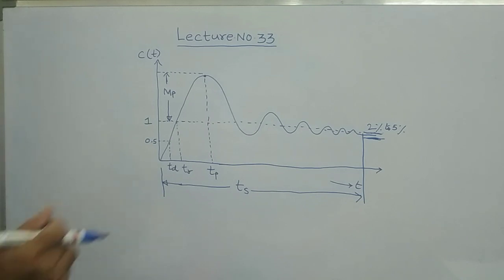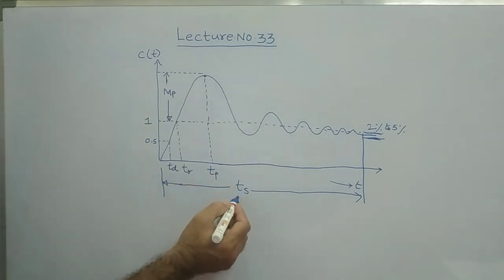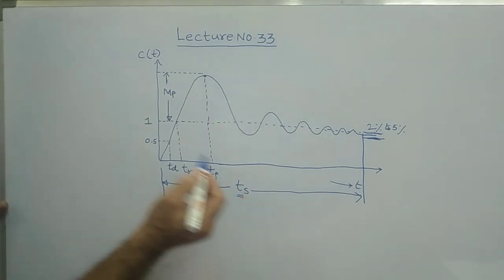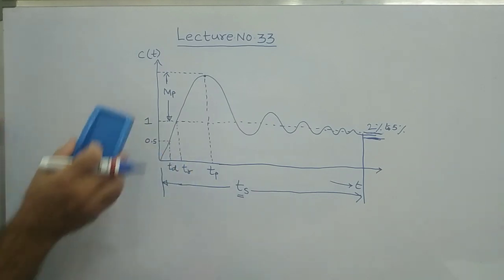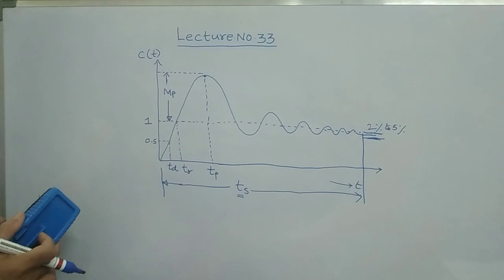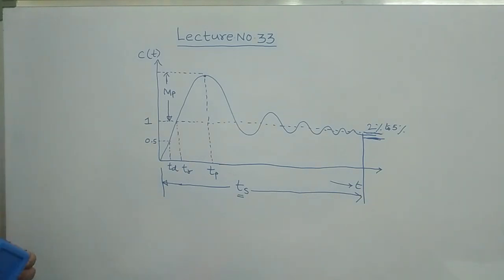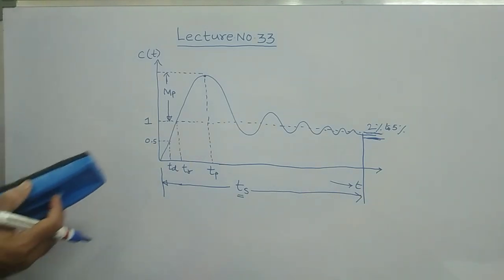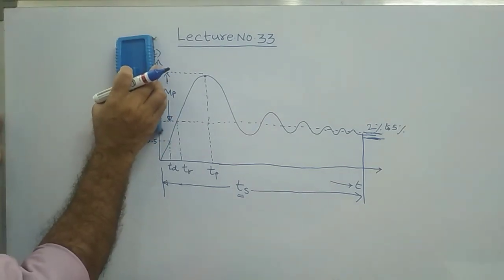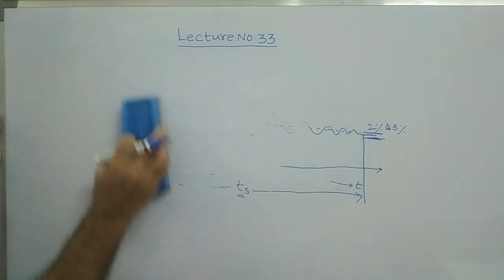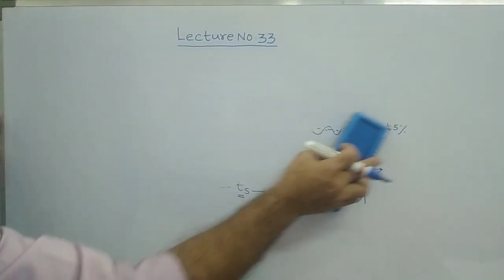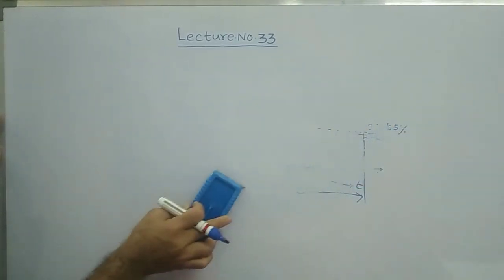So in this presentation we will see what is the mathematical expression for TS. Is there any mathematical expression for it? Yes, definitely we have a mathematical expression for TS. We will see that. Clear? So this is the small representation of the response of a second order system. Now let us go for the mathematical formula of TS.